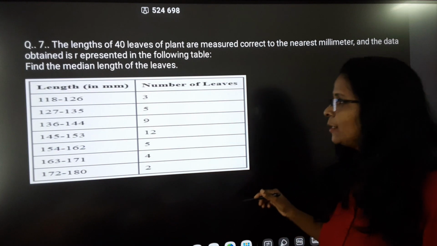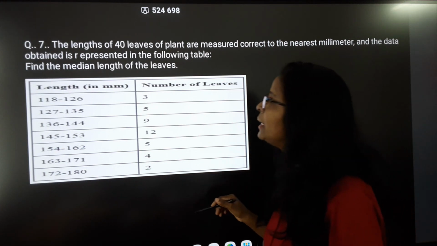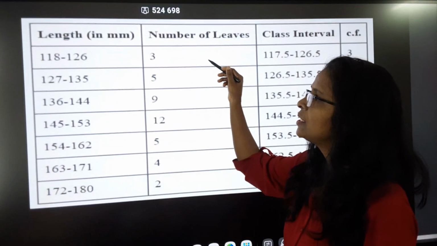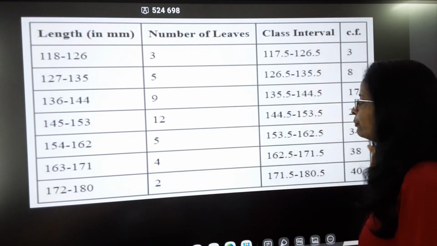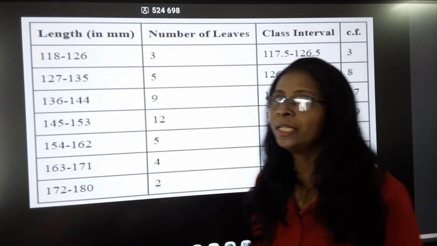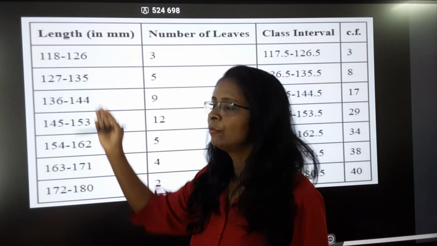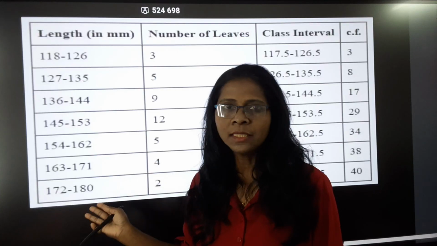So now let us find out the median. That's why we have to draw this table, with 1, 2, 3, 4 columns. There are 4 columns, and the first one will be the length, as it is written down.